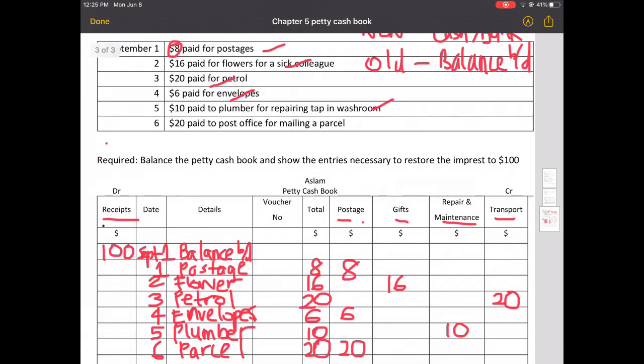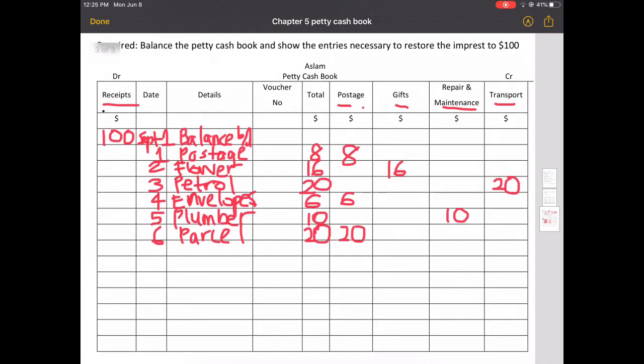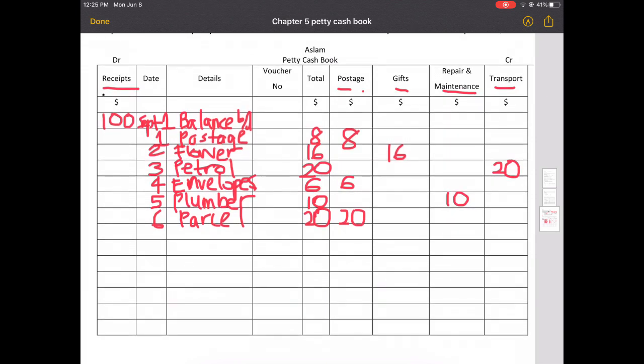Alright, so once you've recorded all the transactions for the period, you have to close the account. Just like your double entry system, you have to close the account. So how do you close the account for a petty cash? First of all, you have to write down the total for the week. So I'm going to write here total. I calculated using my calculator. I have $80. Okay, again, in a petty cash book, you have to restore back the amount to the imprest amount, which is here $100.